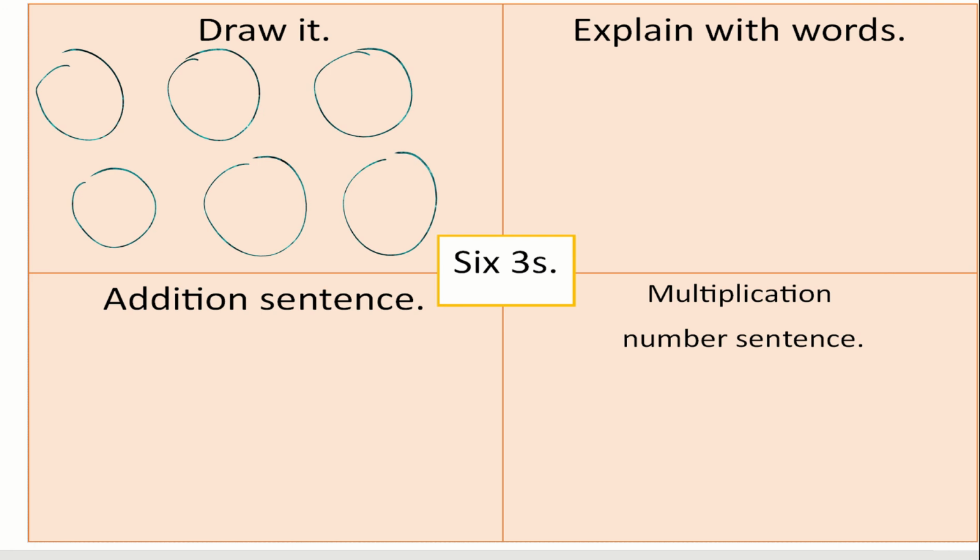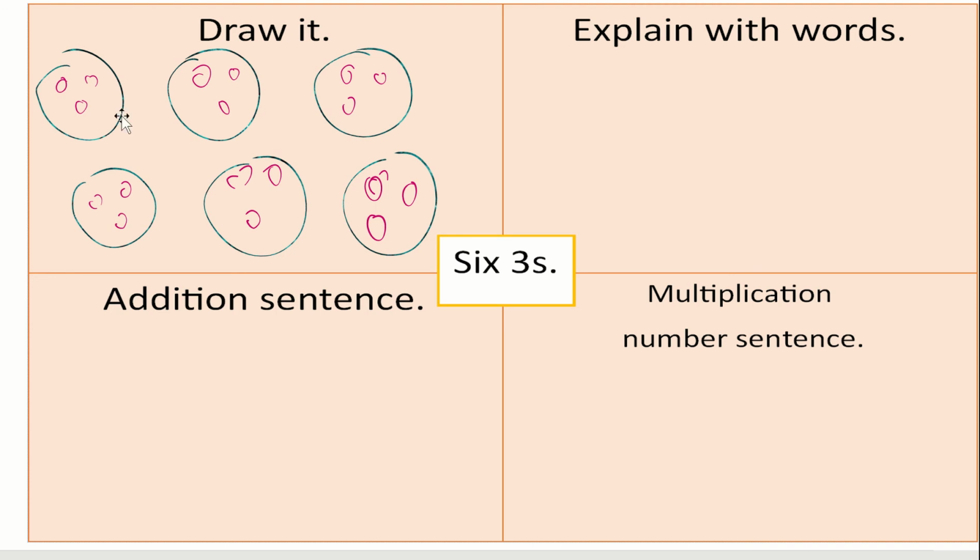And it's 6 threes, 6 groups of 3. So 1, 2, 3, 1, 2, 3, 1, 2, 3, 1, 2, 3, 1, 2, 3, 1, 2, 3. There we go. And they're all equal now. Okay, there we go. So we've done the draw bit already. 6 threes, 6 groups of 3.